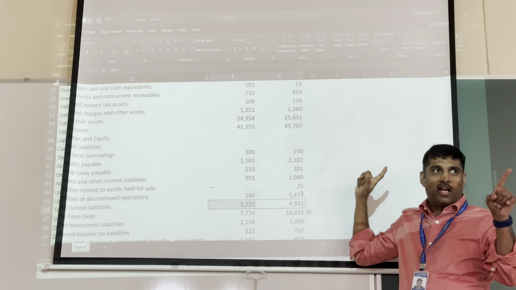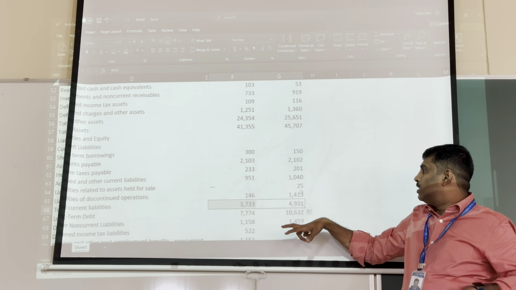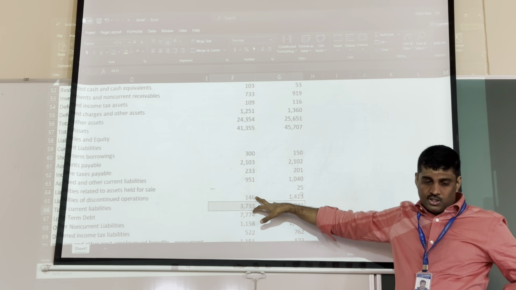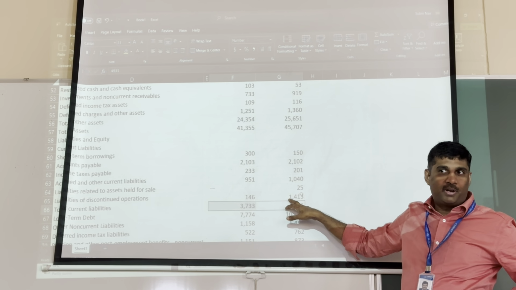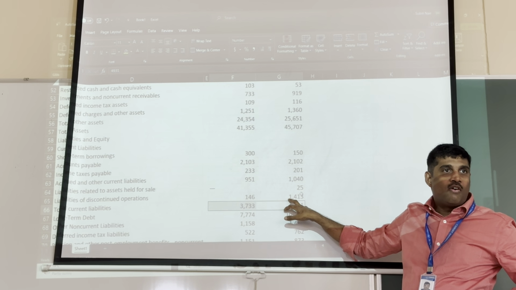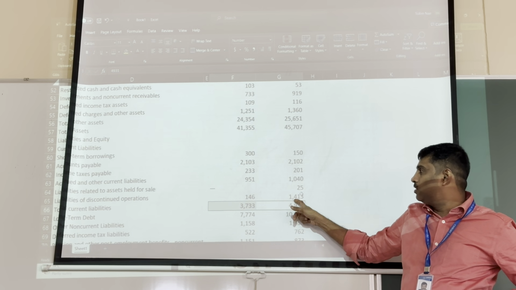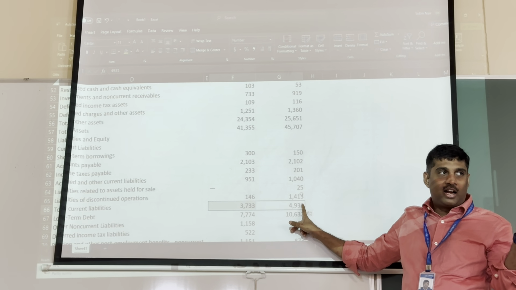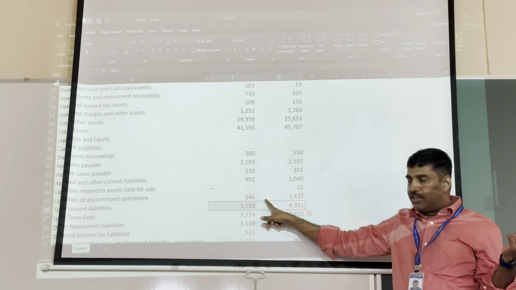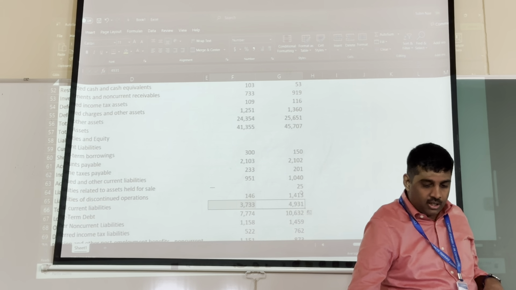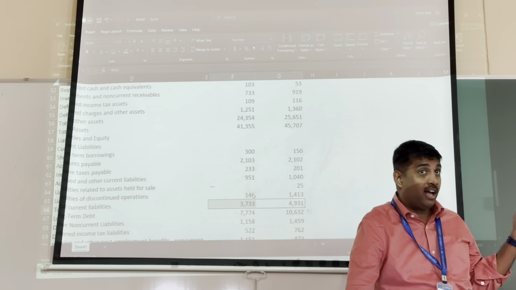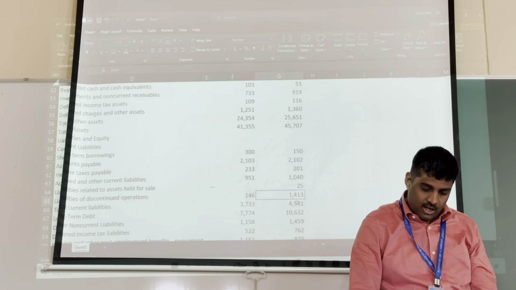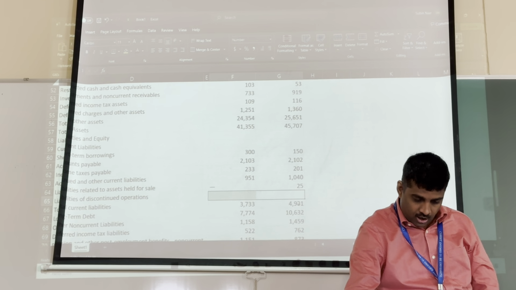Guys, this is what I was mentioning. See, when I looked into the components, I have seen liabilities of discontinued operation. So that is more of a one-off thing. So this is significantly high. That's probably the reason why current liabilities have decreased significantly. So what I should be doing, if I have the data for the previous year, I will take it to average, or else I will remove both of it.